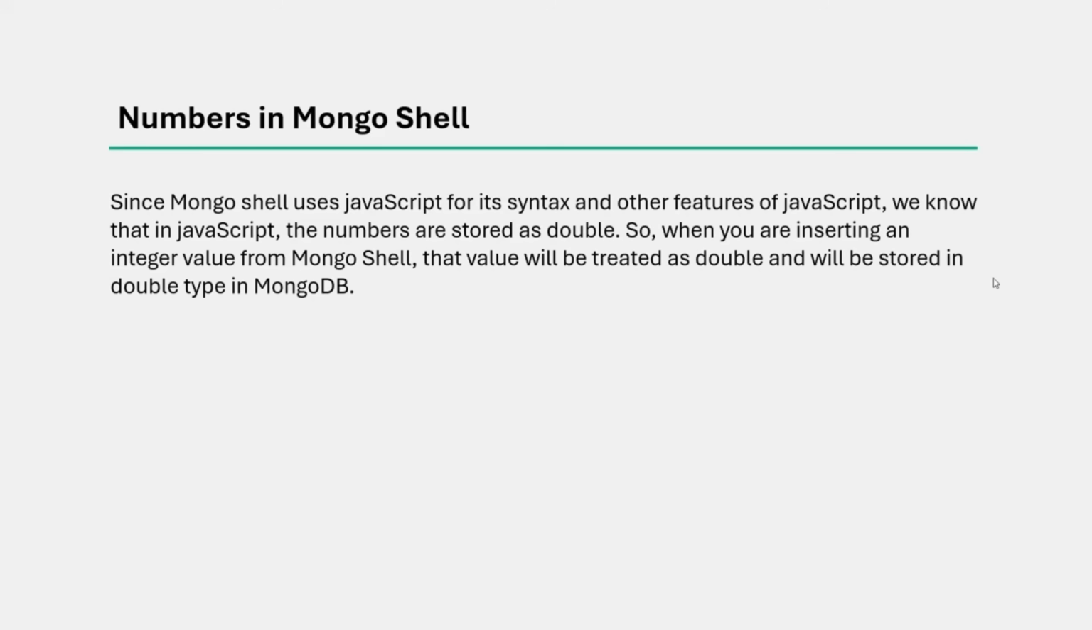So in JavaScript, any numeric value, whether it is an integer or floating point, will always be treated as double 64-bit. Any number in JavaScript will always be stored as double. And that's why when you are inserting an integer value from Mongo shell, that value will be treated as double and it will not be treated as integer because there is no concept of integer number in JavaScript and hence in Mongo shell. So any number which you send from Mongo shell to MongoDB server will be treated as double and it will be stored in double data type.